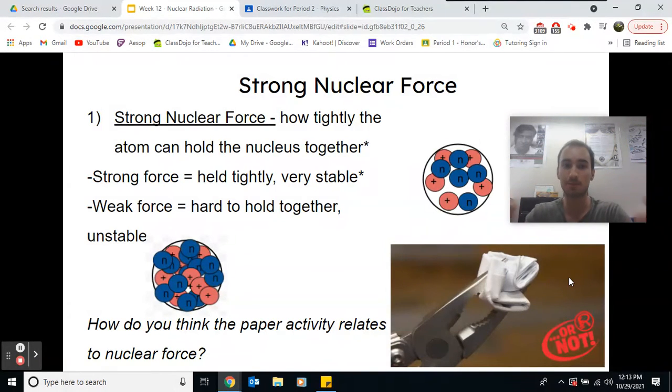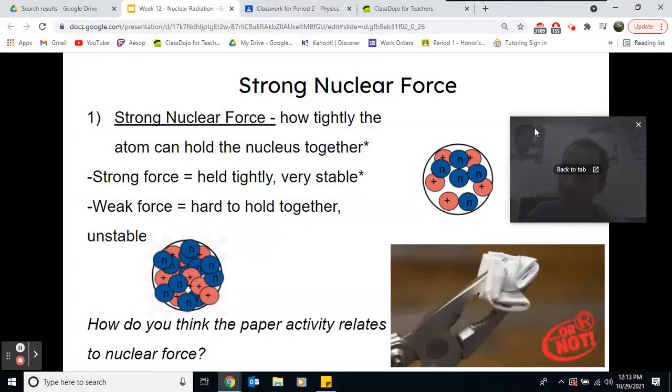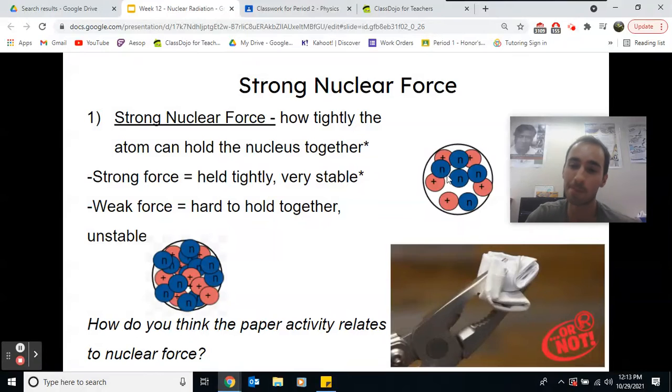Strong nuclear force. Strong nuclear force is how tightly the atom can hold the nucleus together. So a strong force, you really hold the atom together really strong. So strong force means it's very stable. It's held together very well. A weak force, hard to hold together. It's very unstable. You're barely able to hold on to it. That's a weak force. So this atom is very stable. It's really easy to hold that nucleus together. This one, very hard to hold together.